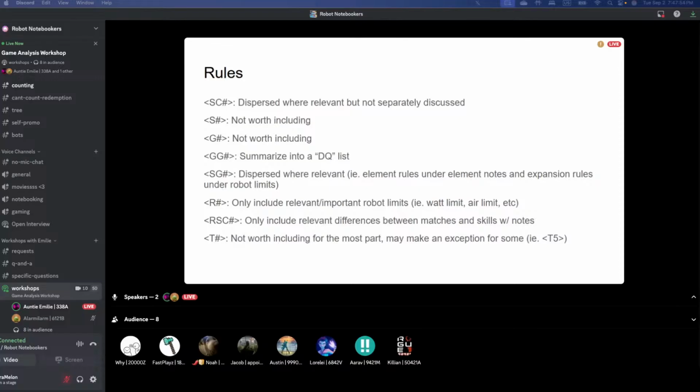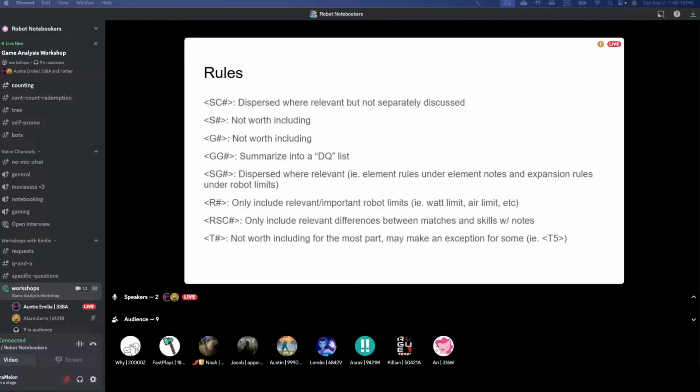Then you got your skills rules. Again, there's like 4 of these. The only really relevant one, especially this year, is the differences in scoring. That's the main one that I would include. And I guess technically that your field is set up differently, but that doesn't necessarily need to be its own whole big thing. It can kind of just go under a general skills evaluation.